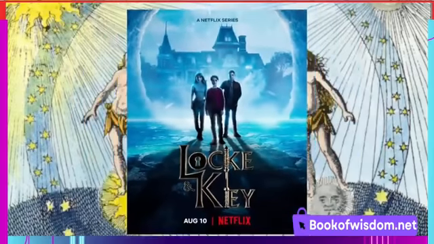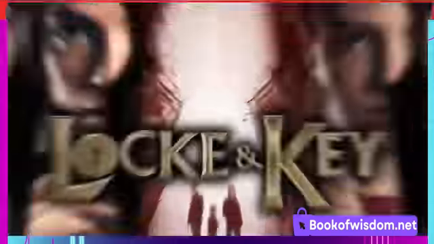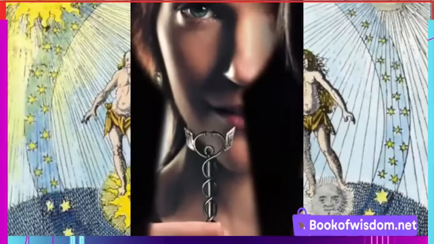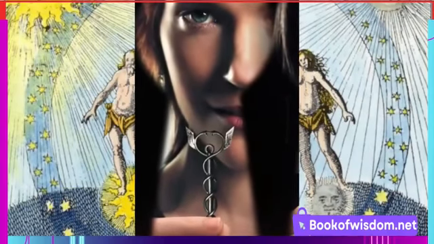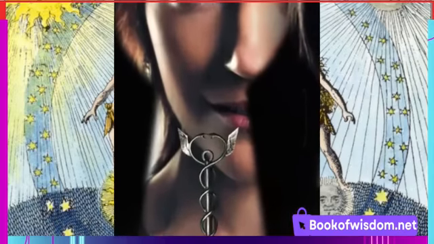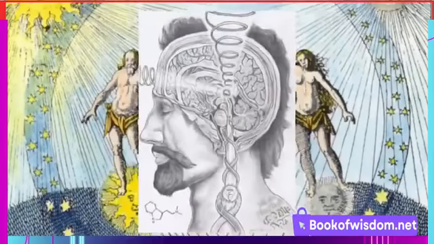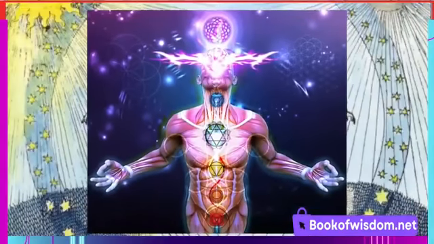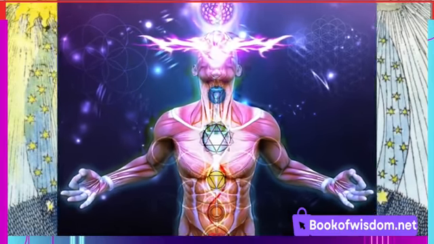The series Lock and Key on Netflix is all about portals and doorways, and they have the Kundalini energy as one of their keys. Kundalini energy is the energy which rises up the spine, the 33 vertebrae, and activates the third eye. The third eye is the spiritual gland which connects humans to other spiritual realms.